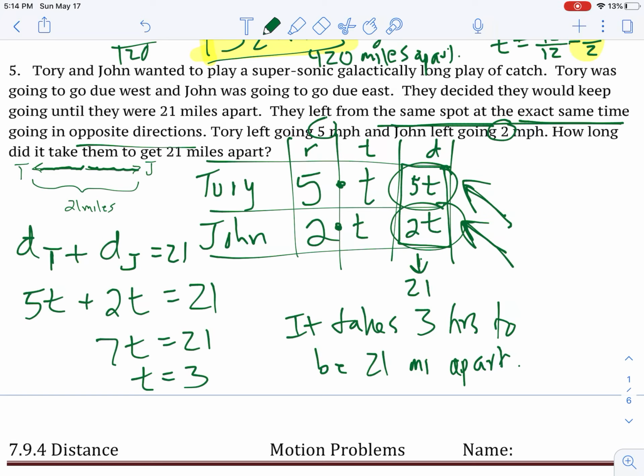And let's just make sure that makes sense. If Tori's going 5 miles an hour, he's going to have traveled 15. If John's going 2 miles an hour, he's going to have traveled 6, because 2 times 3, rate times time. So I'll get 6. So yeah, that gives me 21 miles. So here's my check. Here's my sentence. Here's my solution. Here's my equation. Here's my label box. 1, 2, 3, 4, 5. I get all.